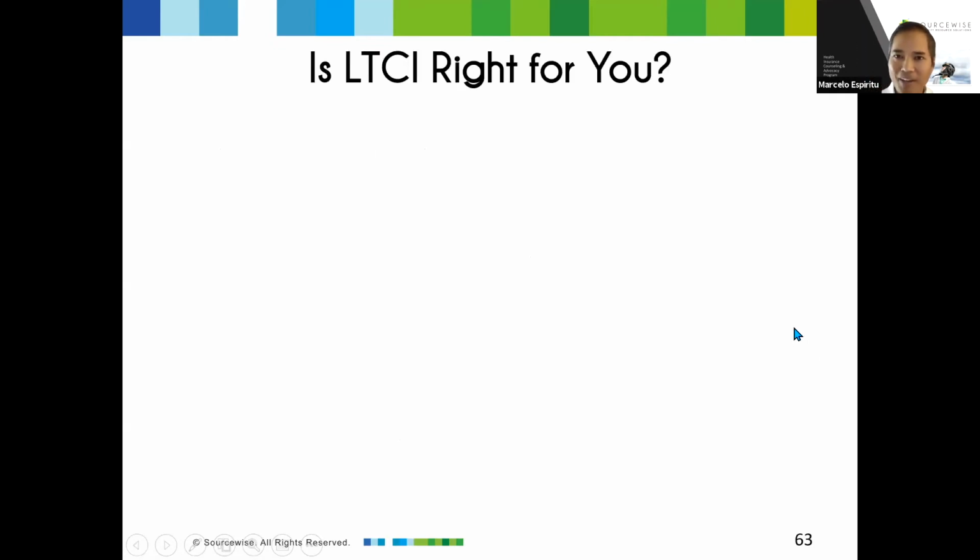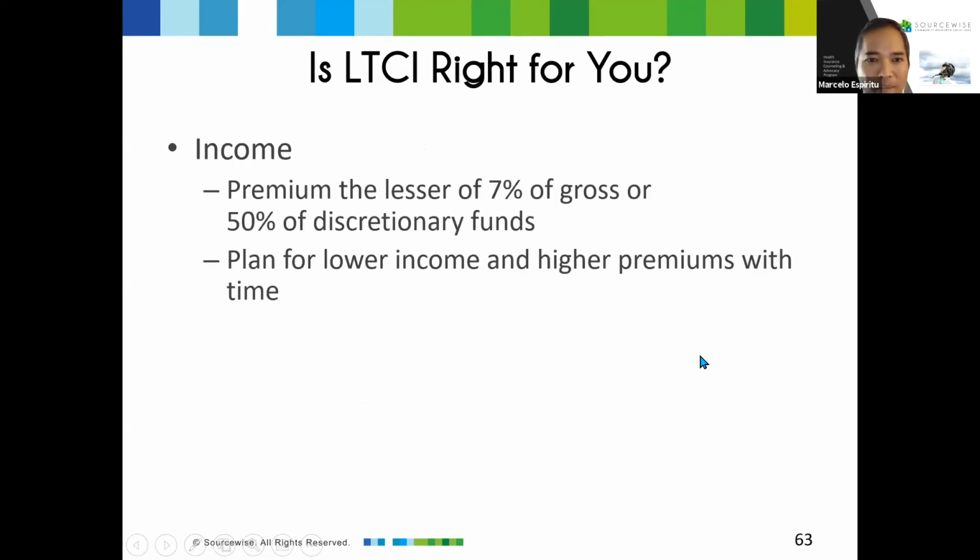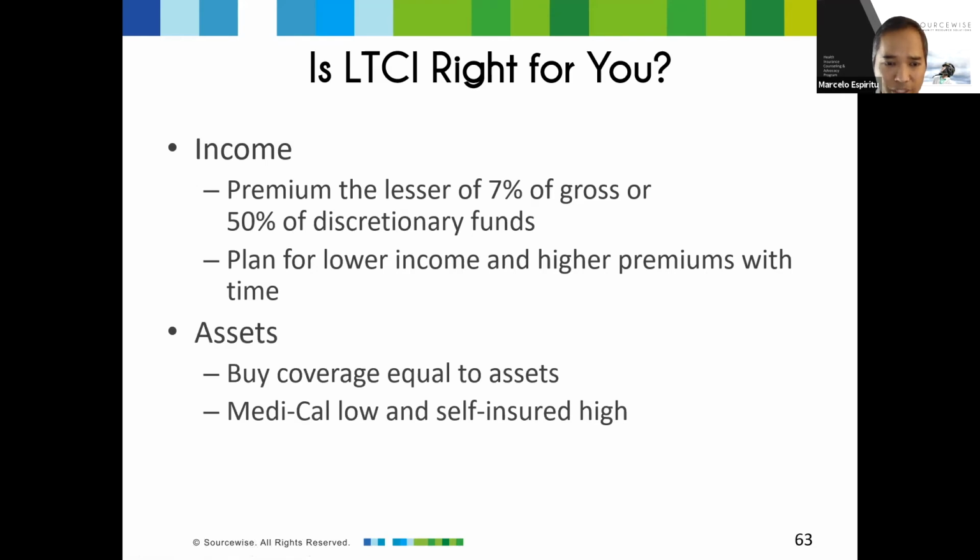Now this is a hard one to answer: is long-term care right for you? So some general guidelines, and I've left these in more as discussion than anything. Premiums: the lesser of 7% of your gross or 50% of your discretionary funds. Plan for lower income and higher premiums with time. So that's definitely what we're seeing. Premiums have increased quite a bit.